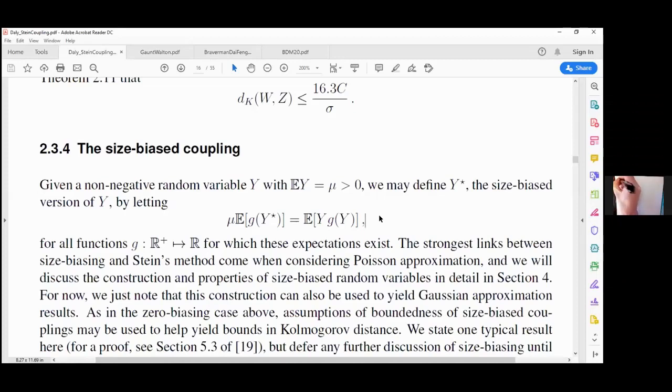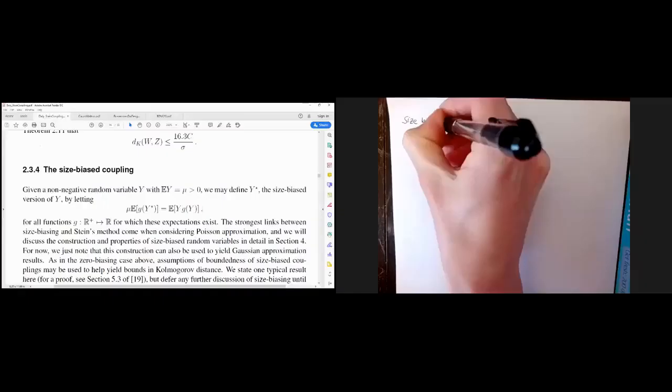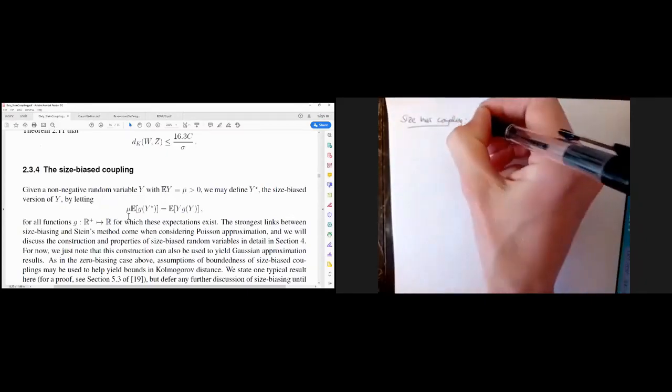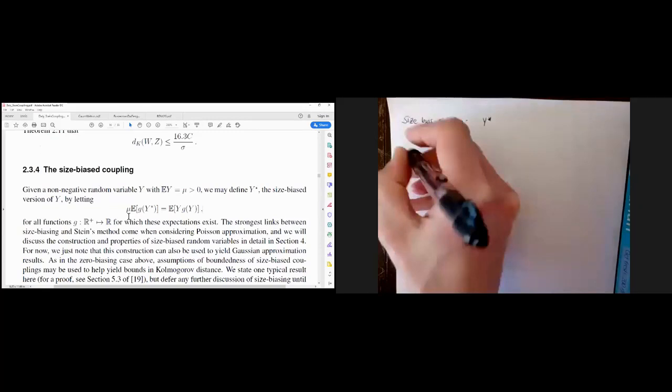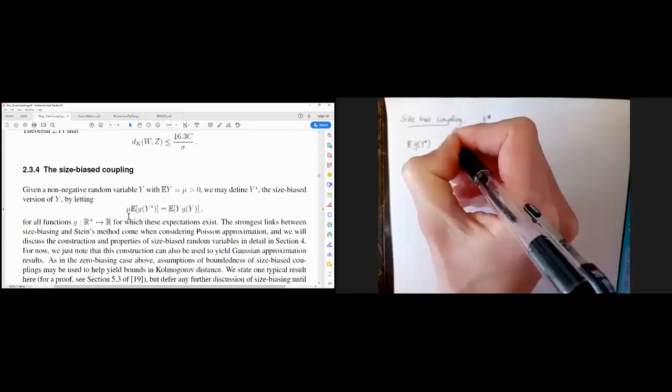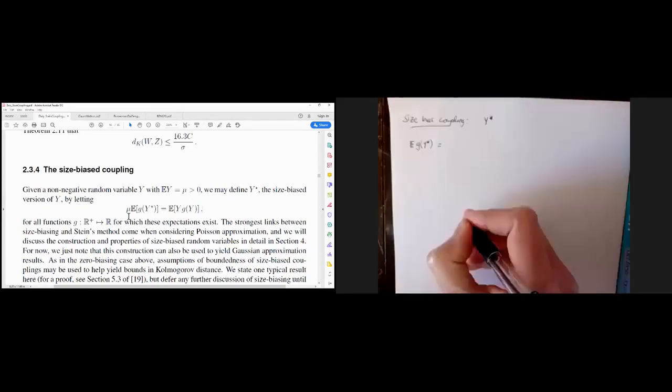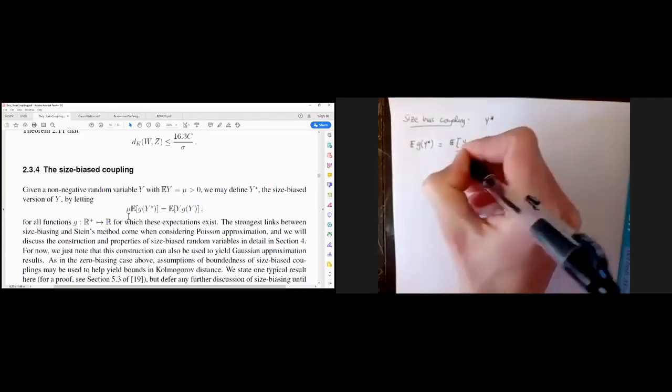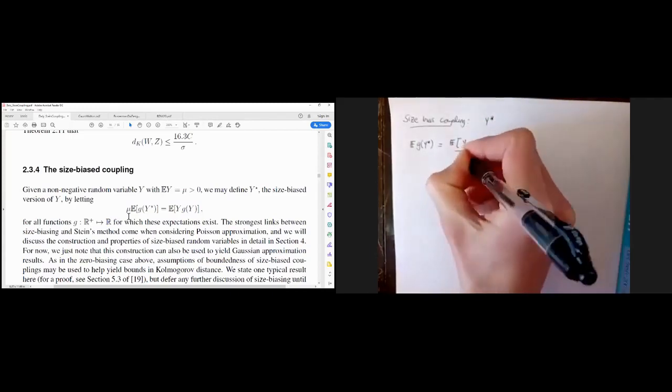So if we're talking about the size bias coupling, we had, for a random variable, we called it y. So y star was my size bias version of a random variable y. The definition there tells me that the expected value of g of my size bias random variable, for any reasonable function g for which these expectations are defined, is just equal to the expected value of y g of y divided by the expected value of y.